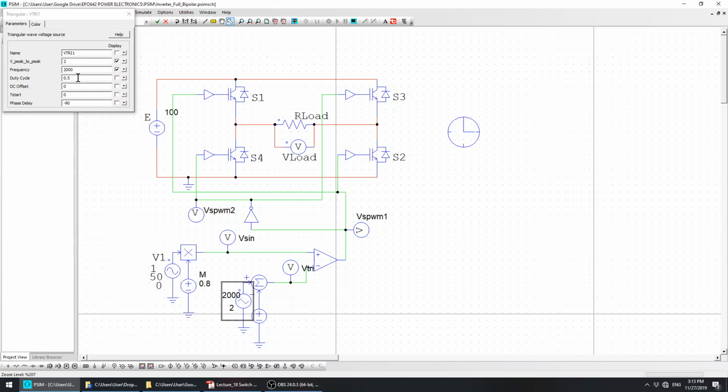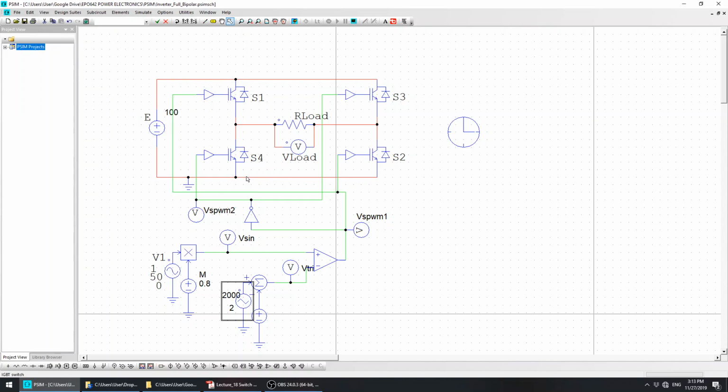So it will be on and off, half of the cycle on, half of the cycle off. Right, so this is the circuit connection, the full bridge with a bipolar PWM. The modulation index is 0.8, the switching frequency is 2 kHz. Okay, so if you run it, you can appreciate what it's all about.